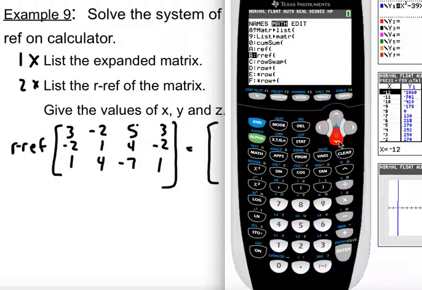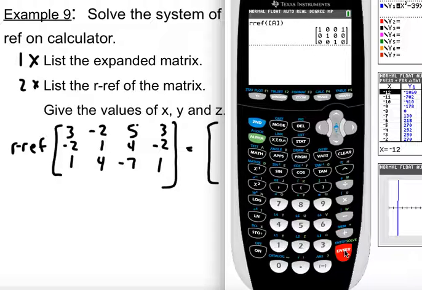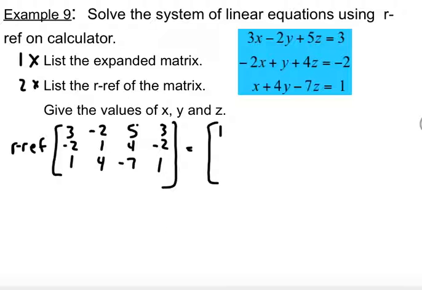Whoops, too far. RREF. And then we're going to take that of the matrix we just put in there, which was matrix A for mine here. And then there's the solution there. We've got 1, 0, 0, 0, 1, 0, 0, 0, 1. So that's this part. And then if we look at the last column there, that ends up being the solution to our matrix.